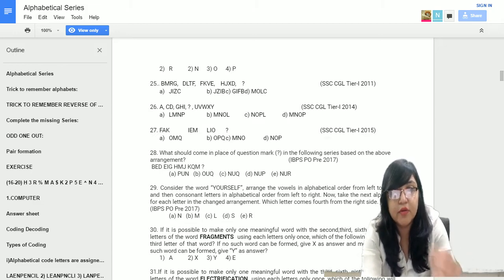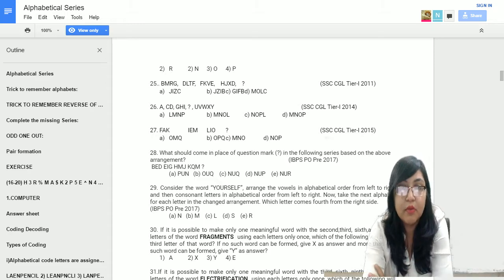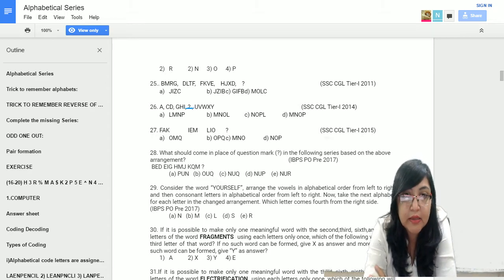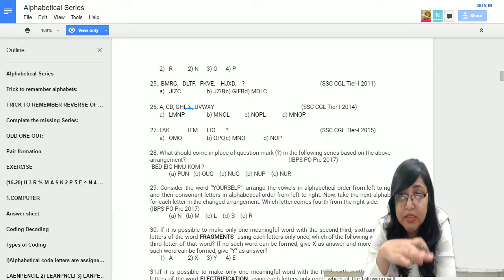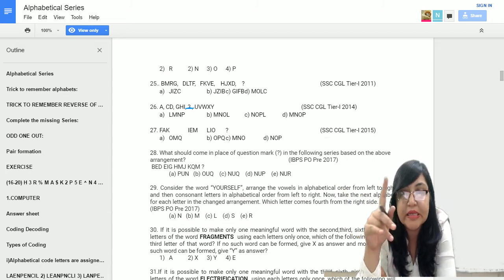You have a question over here which says A, C, D, G, H, I, question mark, U, V, W, X, Y. We have a missing term in the middle. So what would be in the middle? This is almost the same question that was asked previously. But previously the missing term was at the end and here it is in the middle. So this would also be similar.